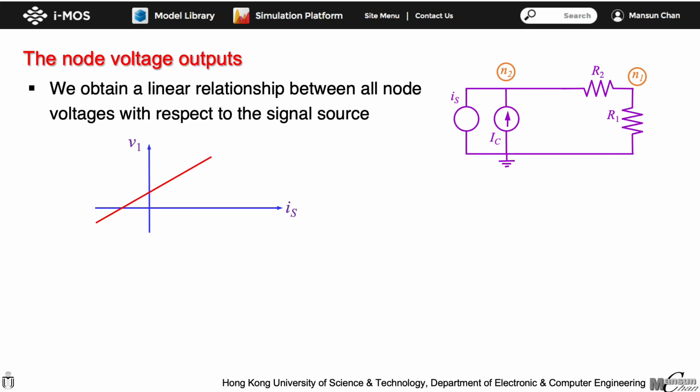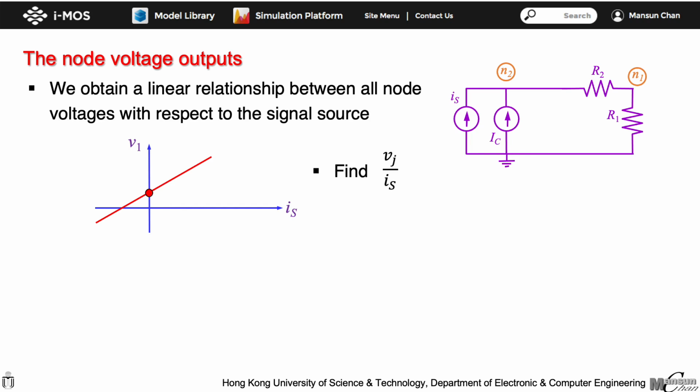In the frequency domain simulation, we assume an infinitely small time-varying signal Is is applied to the circuit, and we want to find out the amplitude and phase of the output signal at each node. That is, we want to find out the value of voltage at any node J normalized to the signal source Is, as shown in this equation. But the resulting quantity contains both the magnitude and phase information.